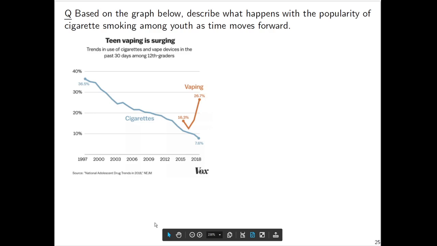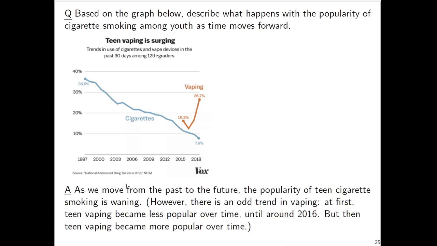Let's try another one. Based on the graph below, describe what happens with the popularity of cigarette smoking among youth as time moves forward. So youth, teen, I hope that's okay to use as synonymous here. As we move from the past into the future, from 1997 all the way up to 2018, at least that's what this graph is showing, the popularity of teen cigarette smoking is waning.